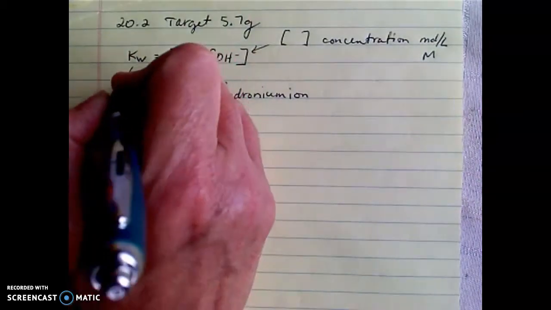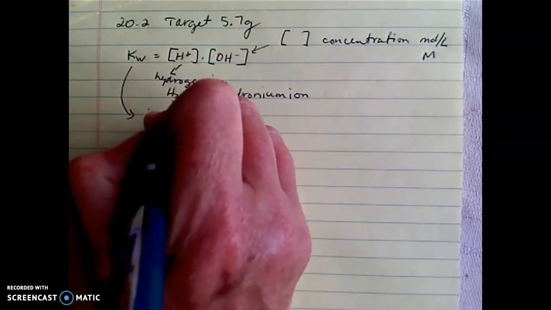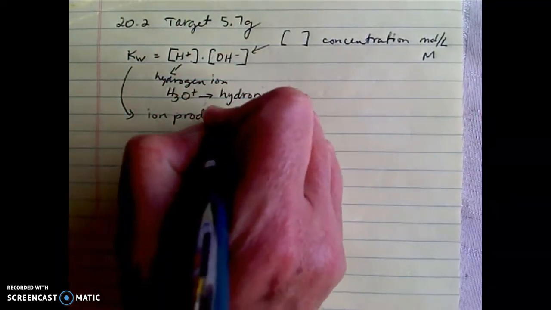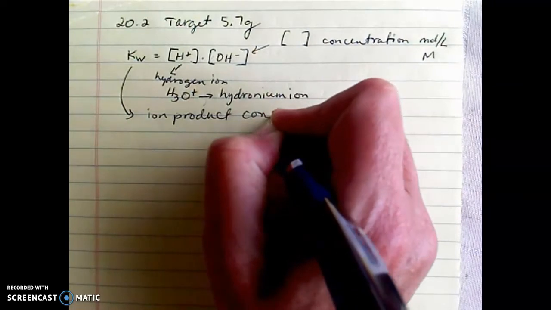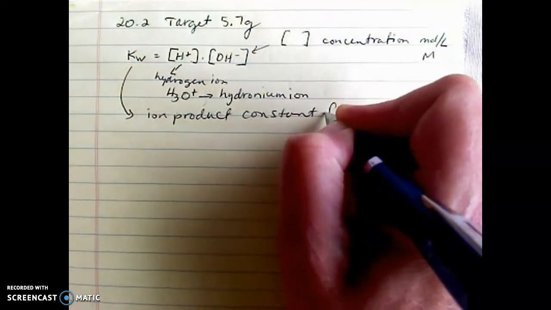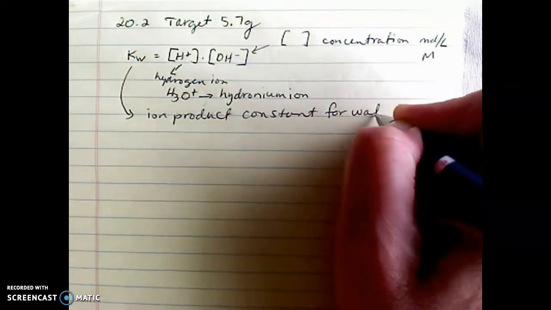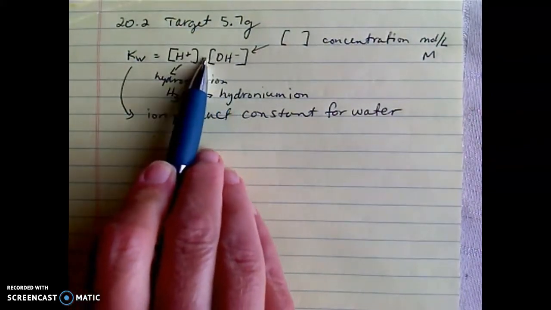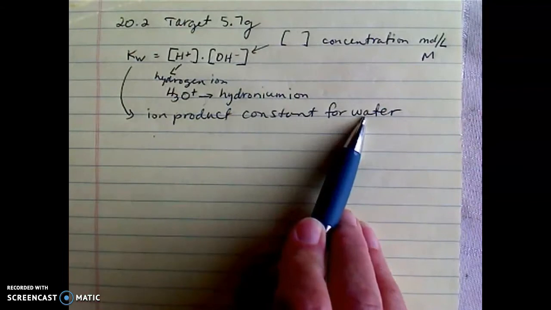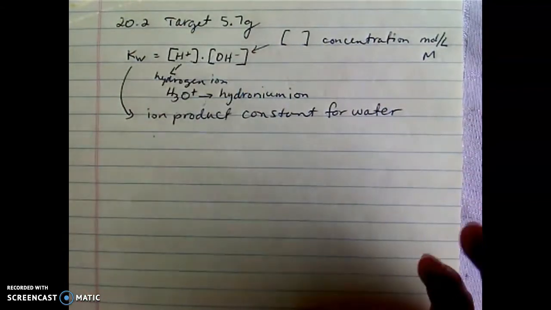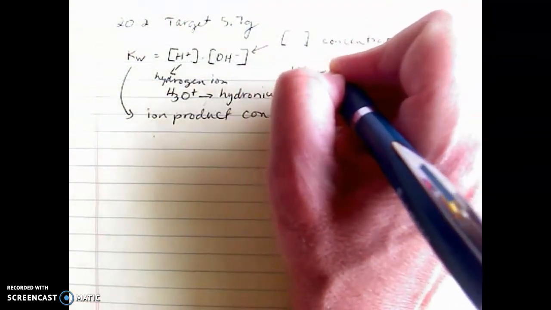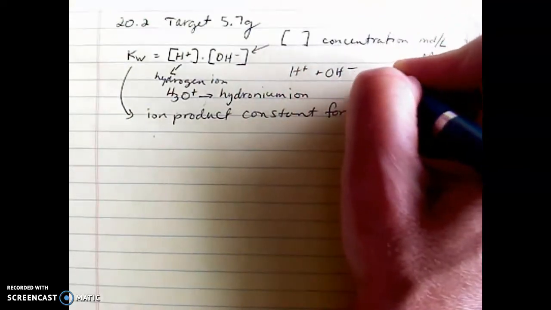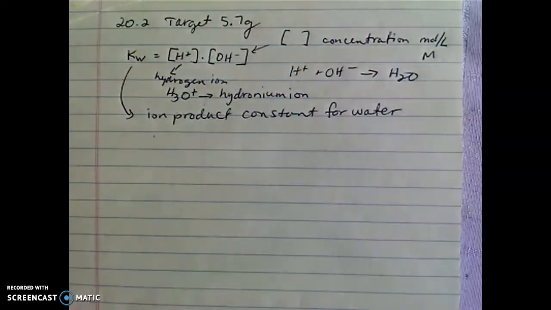Now your Kw is your ion product constant for water. Again, ion product, here's an ion, and you're multiplying them, and again for water. What is water made up of? If you take H plus and OH minus, you get H2O. Okay, so that's where this is coming from.